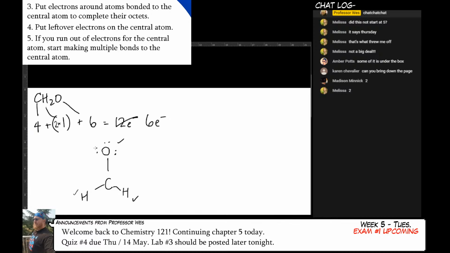And that used up 1, 2, 3, 4, 5, 6 of my electrons. All my electrons are accounted for. Do I have an octet everywhere? No. I have to deal with this carbon. So again, no electrons to put on carbon for step 4. But step 5 is make multiple bonds, so I'm going to erase 2 of my electrons and add in a bond. This oxygen still has an octet. This carbon now has an octet. And there's the Lewis structure.